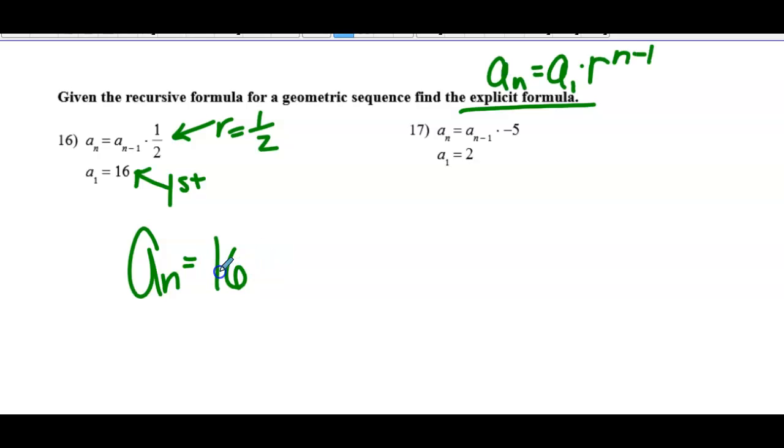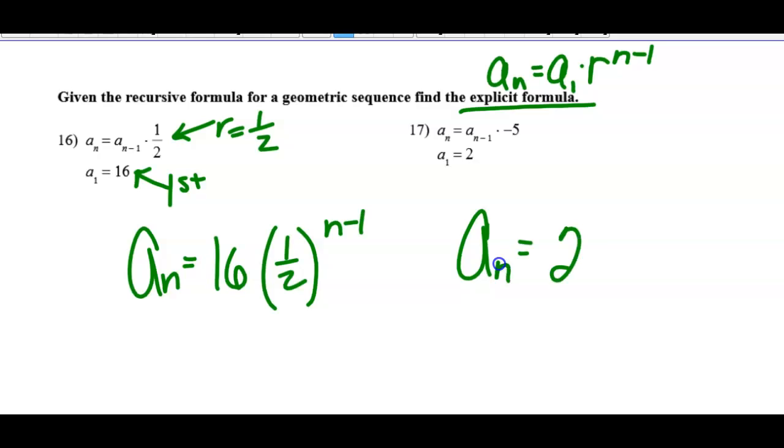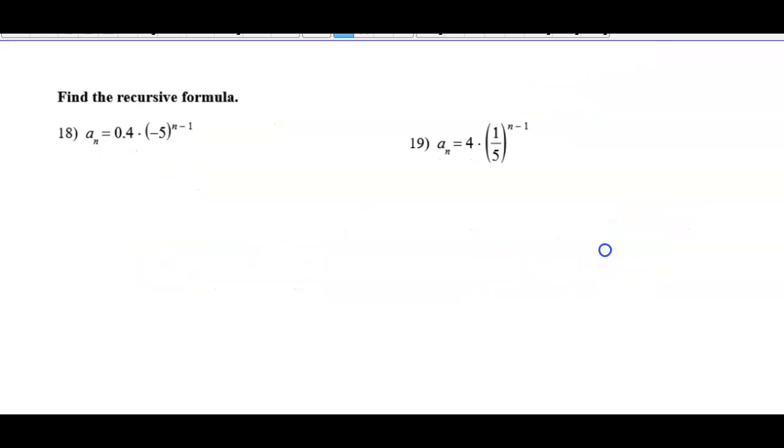That's explicit. So 16 times 1/2 to the n minus 1. So this one would be 2 times, there's r, negative 5 to the n minus 1. That's it.